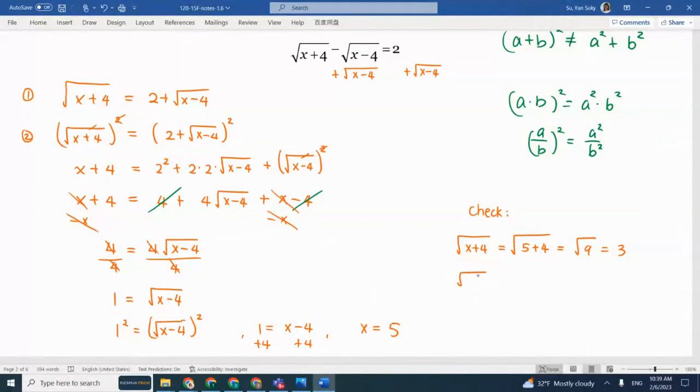Let's plug in the second square root term. So x is 5. What's 5 minus 4? 1. Square root of 1 is 1. See? That equation means 3 minus 1. Is it equal to 2? Yeah. So check. This is a solution. Okay? So here are the steps. Isolate one square root term and square both sides to get rid of that. If you still have more square root terms, repeat this process. Questions?